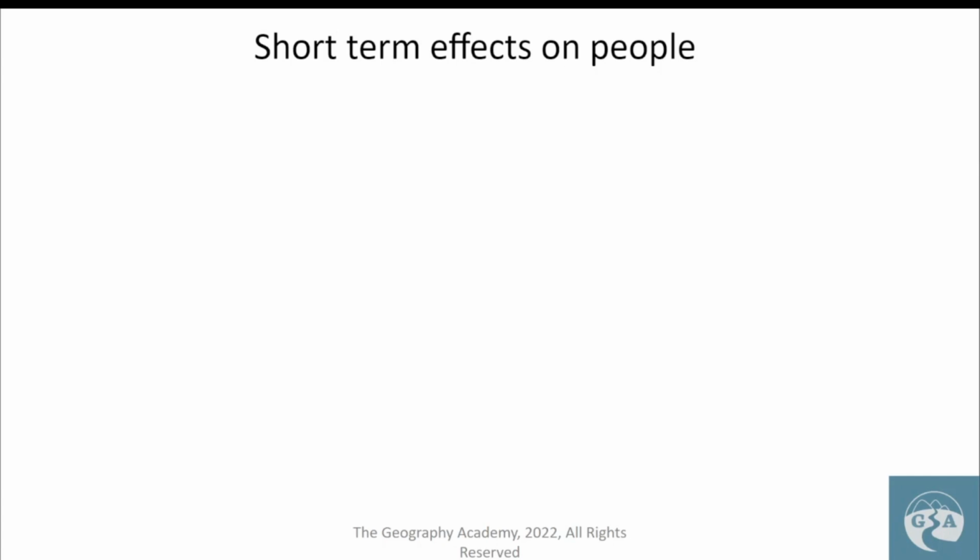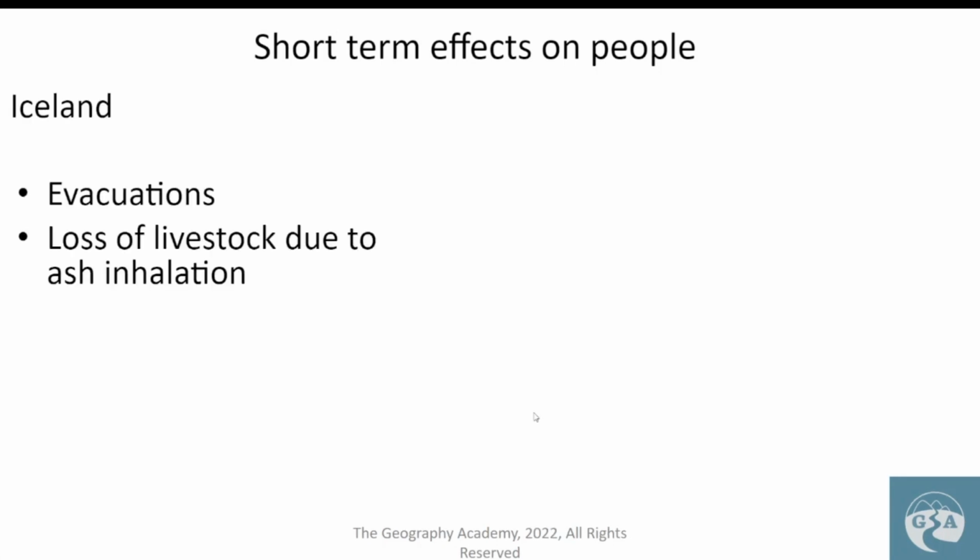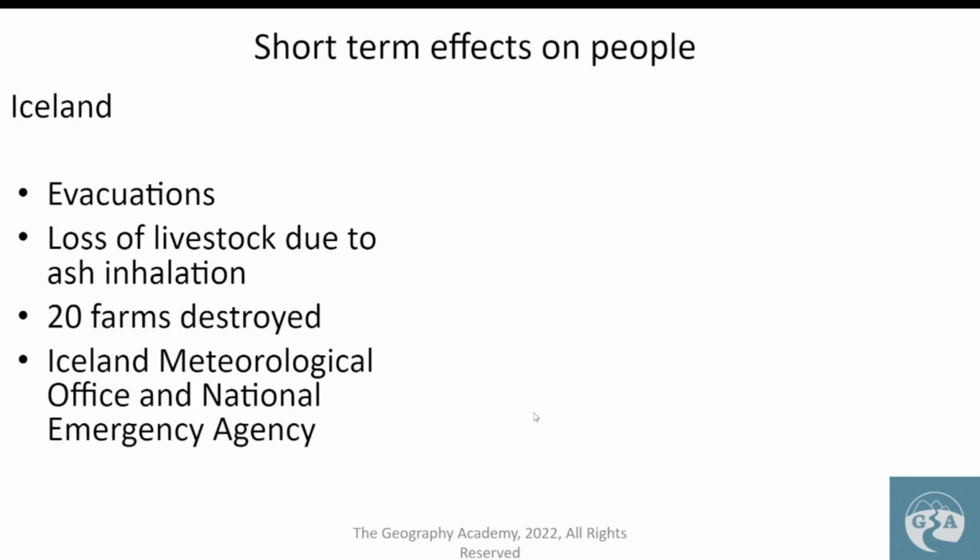So we have short-term effects then on people. Short-term effects, we look at evacuations in Iceland, evacuations of the local area, because again, volcanoes can be monitored and checked. There's lots of signs that things are going to happen. Loss of livestock, because it might be easy to move people, but moving huge amounts of livestock is not as simple, to herd them together and to get the right transport. About 20 farms were destroyed then due to ash cloud and meltwater as well. They cause flooding like lahars.